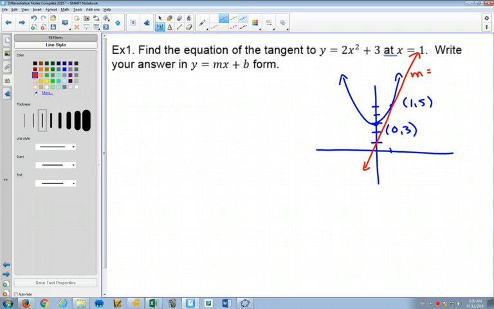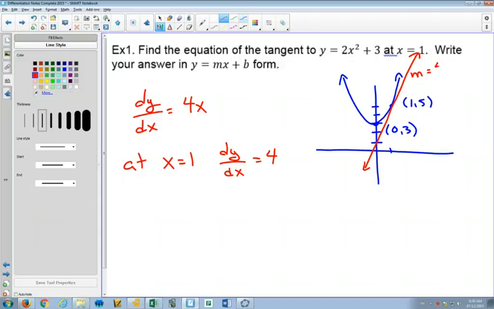Well, our tangent is our derivative. How hard is it to find the derivative of this one? dy dx is just going to be 4x. At x equals 1, dy dx equals 4. So what does that tell us? That tells us at x equals 1, the slope of our tangent line is 4. It's going to be exciting.